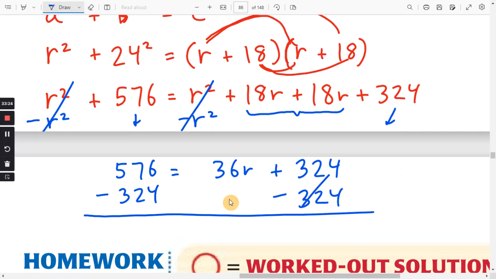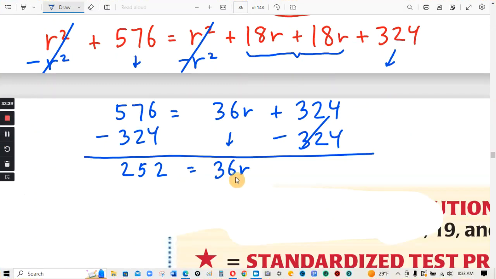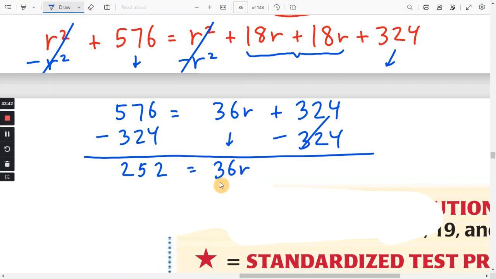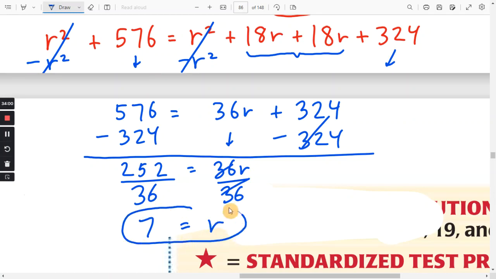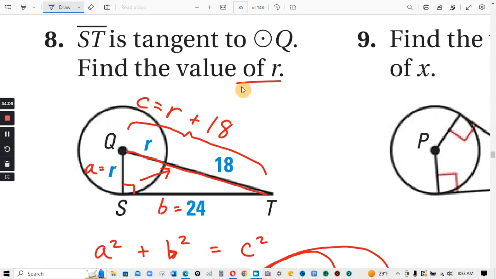Cancels here. Bring down the 36R. Bring down the equals. 6 minus 4 is 2. 7 minus 2 is 5. 5 minus 3 is 2. This is R times 36. The opposite is dividing by 36. You want to do that to both sides. And it cancels here. 252 divided by 36 gives us 7. So R equals 7. All right, and that's all they asked for. Find the value of R.